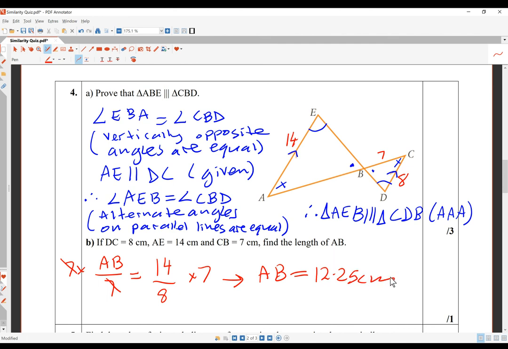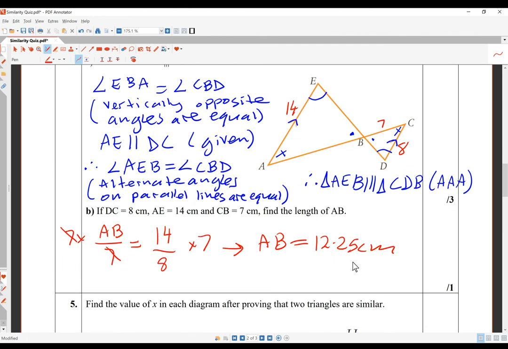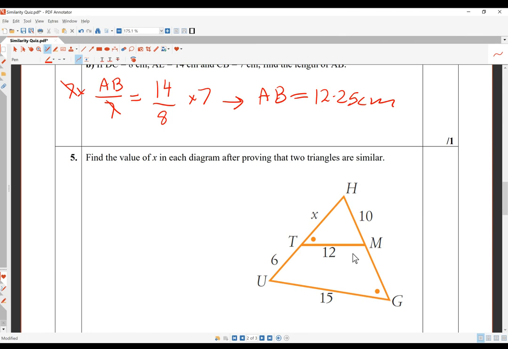Okay, now last question. Okay, so we've got a triangle within a triangle. So we've got to prove that two triangles are similar. So notice that we've got a common angle here. Okay, so angle H is common.